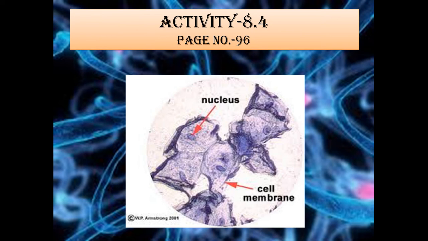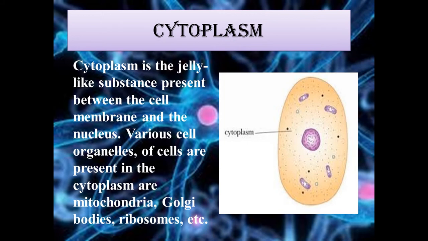So the next part of the cell is the cytoplasm. Now what is cytoplasm, students? It's a jelly like substance present between the cell membrane and the nucleus. Various other components or organelles of the cell are present in the cytoplasm. These are mitochondria, Golgi bodies, ribosomes, etc., which you will study in higher classes. Okay, students? Like here you can see in the picture, the cell wall is there. The yellow part in which dot-like structures are there, that yellow substance is called cytoplasm.